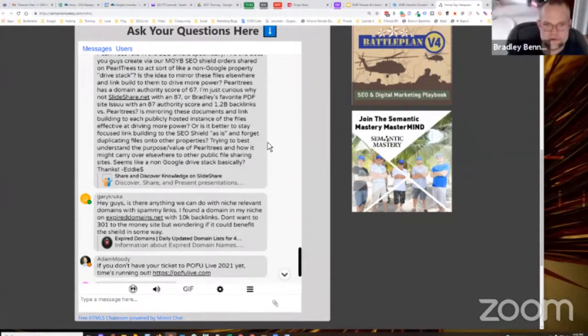Bomb them. Yeah, because his follow-up question is, is it better to stay focused link building to the SEO Shield as is and forget duplicating files onto other properties? No, at all times, guys, expand your entity footprint, interlink them, cross-connect them to other entity assets, because that's what you want to develop, that relationship. I just talked about this on the webinar with Mike Martin's crew.